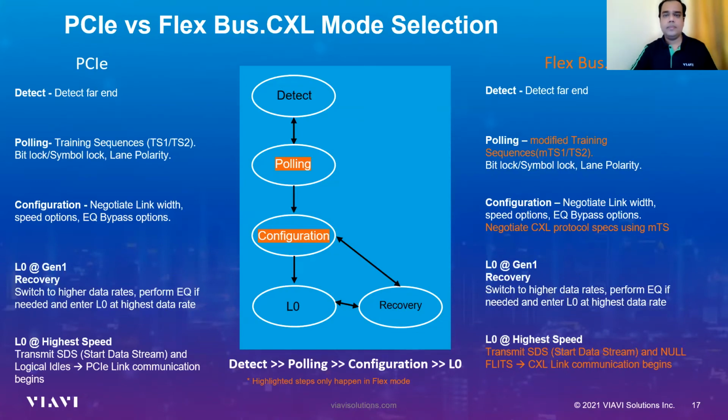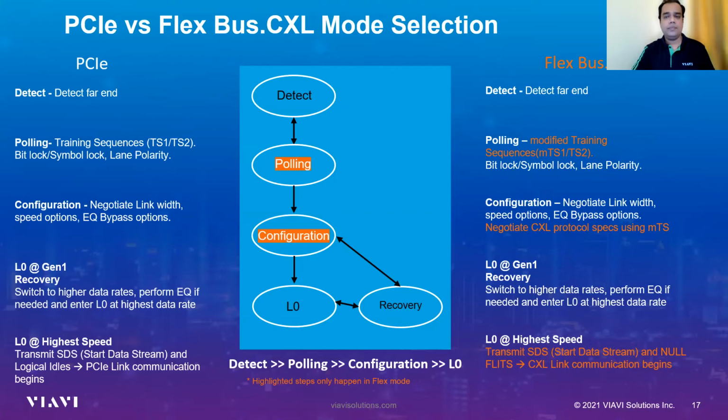So here we look into how the PCIe versus CXL mode selection happens. Once you apply power to the PCIe 5 device, it goes through the states shown in the slides to get to L0, or normal communication. This is a simplified version of the LTSSM. I'm just showing the main states here: the device goes through detect, polling, configuration, and out to L0, and optionally goes through recovery depending on what speed it supports.